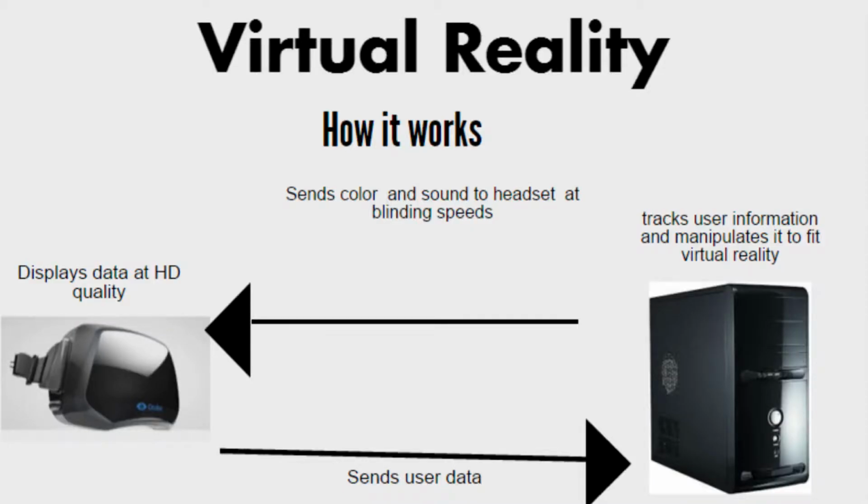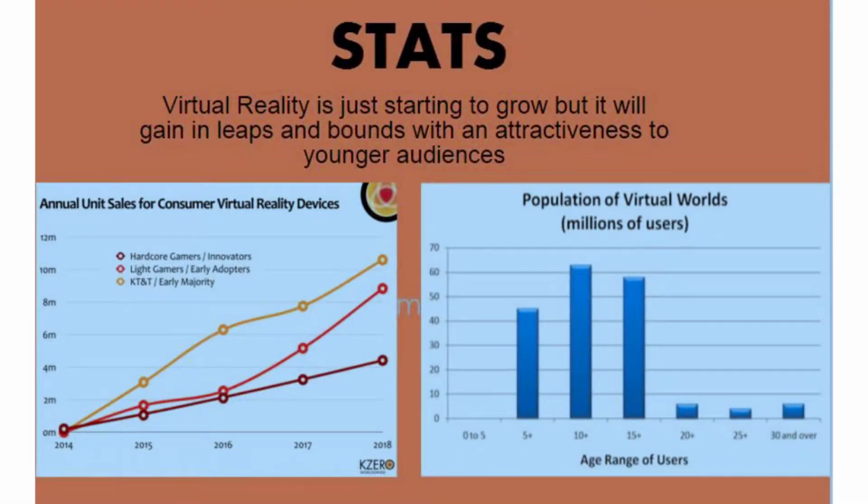So here's an example of a computational artifact. Let's take a look at this. Does this identify the computing innovation? Yes, it does. It's virtual reality. Does it explain the purpose, function, or effect? Yes. How it works. It displays data at high def quality. It sends user data, it tracks user information. We've got some images here. This counts. This is a good computational artifact. It could be better, probably, but this counts. Here's another one, stats.